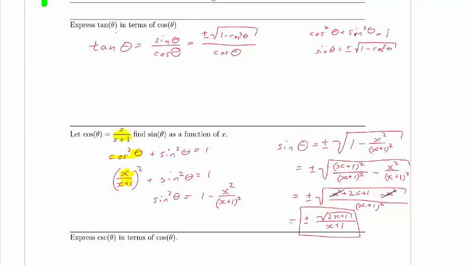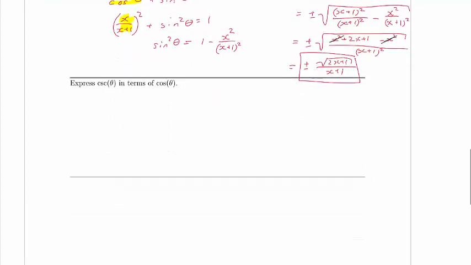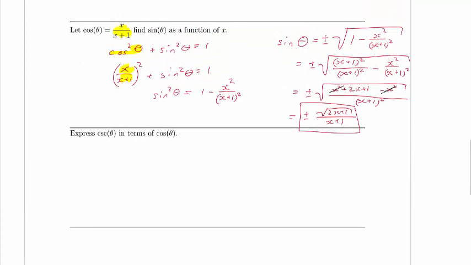Alright, so now you kind of are getting the feel for how we can use the Pythagorean identity. And now it looks like we're on the last one here. We have cosecant theta in terms of cosine theta. So first, let's get cosecant in terms of sine. And so sine, as we've already seen, is positive or negative square root of 1 minus cosine squared theta.